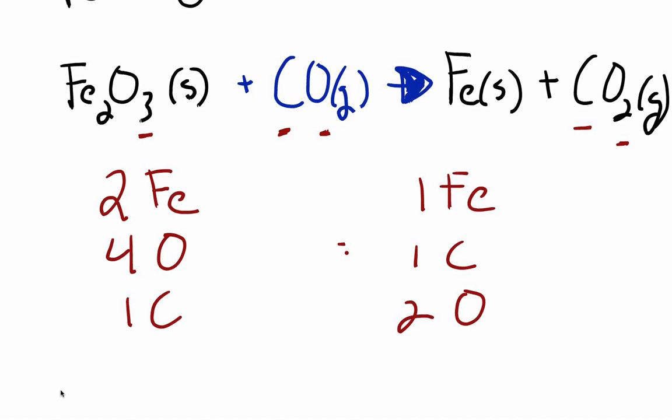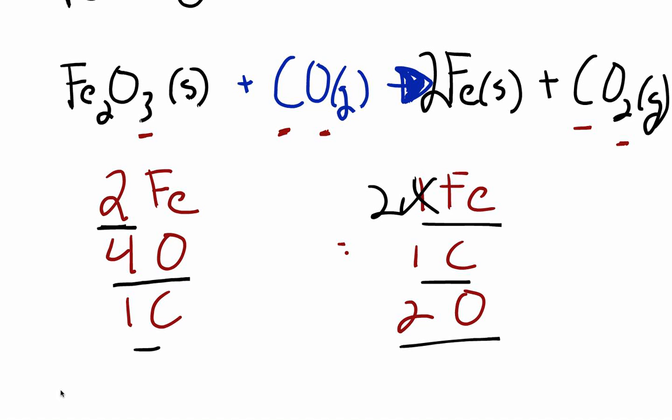So notice I have a problem with my oxygens. I have problems with my iron. So maybe I'll start with my iron. There's 2 here. There's 1 here. Put a 2. That's a little bit too easy. I might run into a problem I see here quick. Carbons are okay for the moment, but now look at our oxygens. We have 4 here and only 2 here.